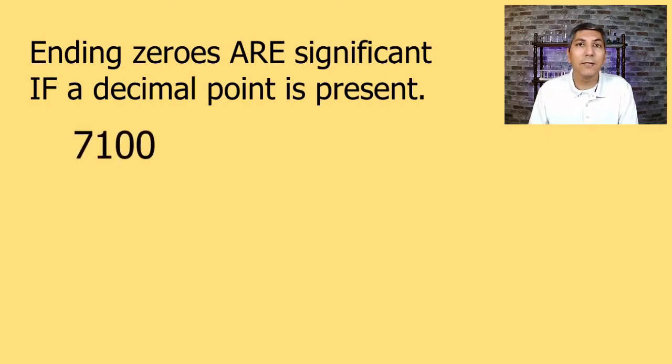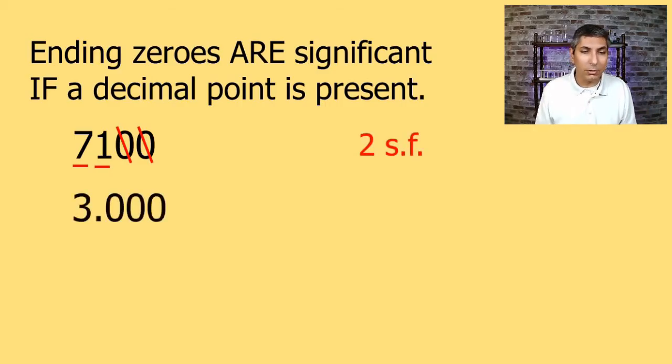So in this number, 7,100, well, we know that the 7 and the 1 are significant, but since there's no decimal point written in this number, those ending zeros are not significant. So this number has two significant figures. How about this number?